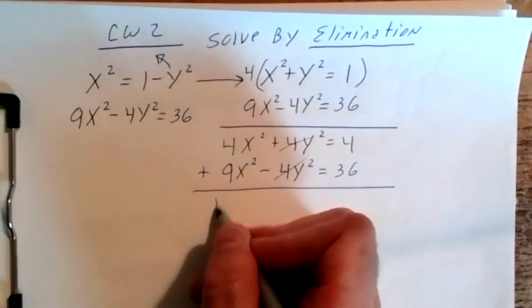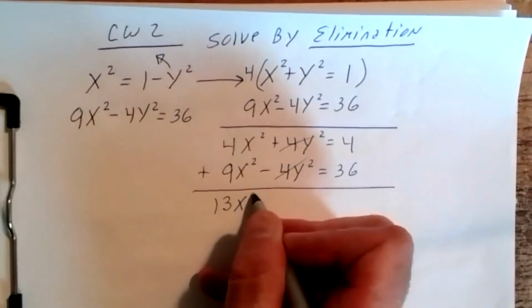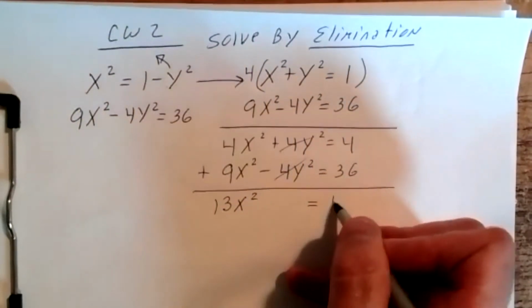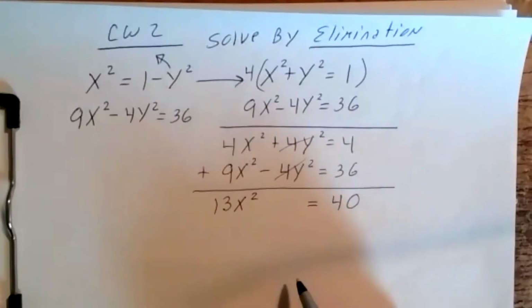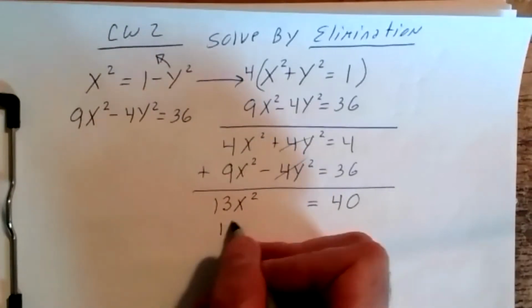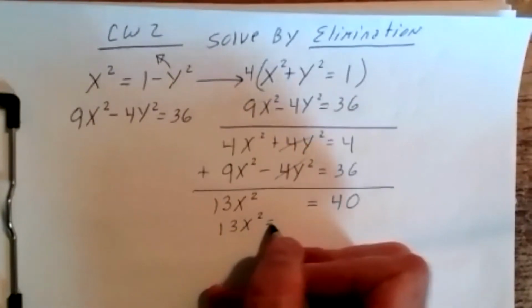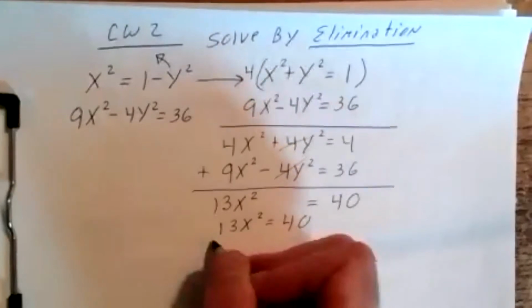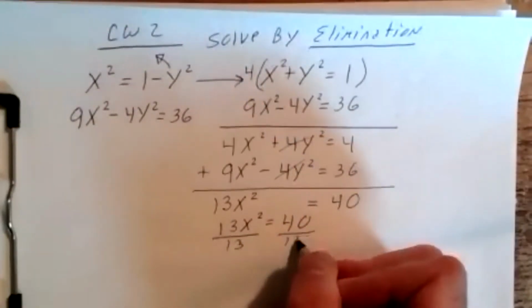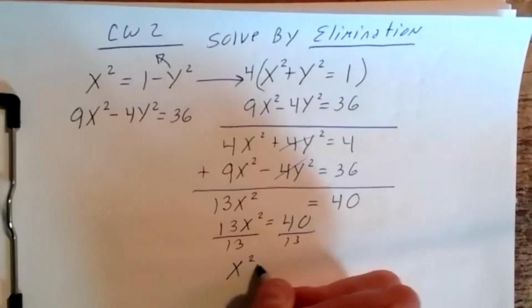The x squareds add up to 13x squared, and on the right side, we got 40. Now, what we have to do is try to solve for x. Doesn't look too nice here. We divide both sides by 13, and we get ourselves a real messy situation.